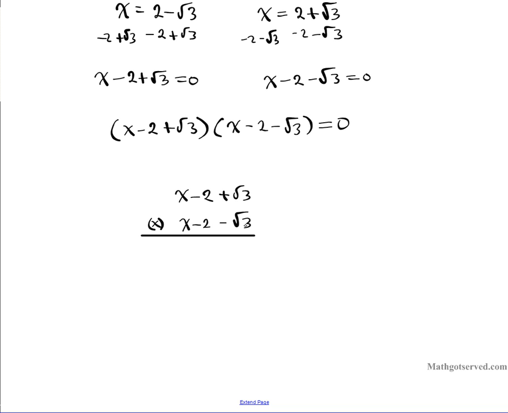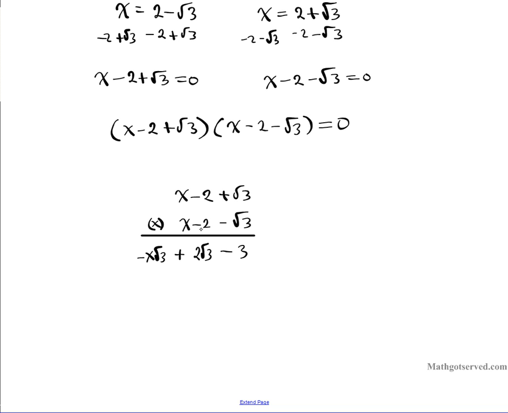So let's start out with root 3. Negative root 3 times root 3 is negative root 9, which is just negative 3, okay? And then negative root 3 times negative 2 is going to be positive 2 root 3. So I'm going to put 2 root 3 over here. And then negative root 3 times x is going to be negative x root 3. Let me put that over here. That's multiplying this by this.